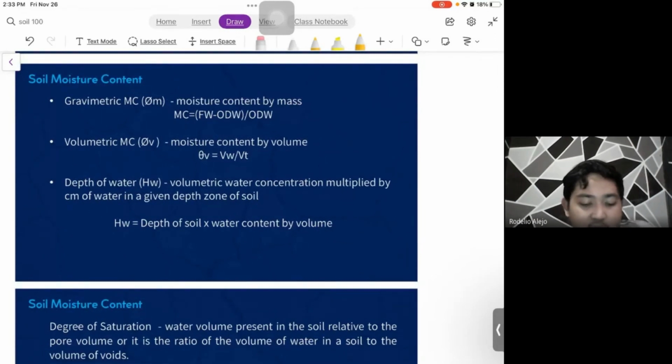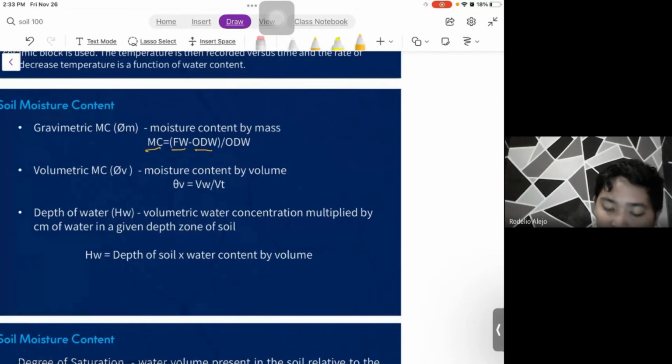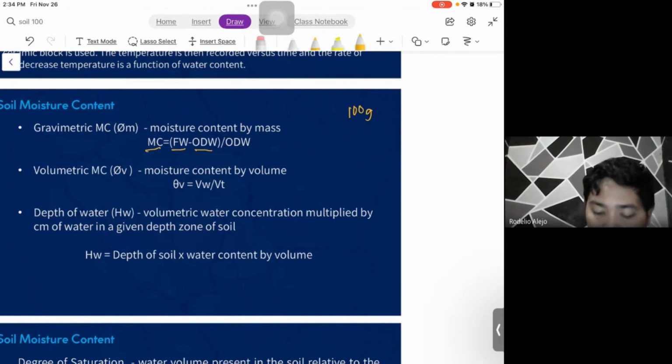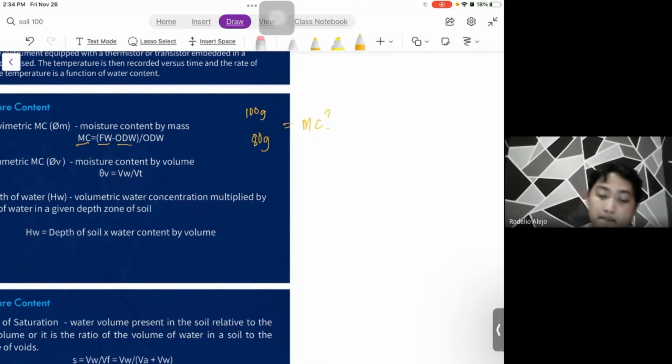So gravimetric method, so moisture content by mass. Moisture content is the MC, then the FW means the fresh weight, then the ODW is the oven dry weight. Okay? For example, you have 100 grams soil, fresh weight. Kumuha ka ng 100 grams sa lupa nyo, then inilagay mo sa oven. After ng 24 hours na pag-oven, nalaman mo na 80 grams na lang yung soil mo. So, ilan ngayon yung moisture content mo? So, anyone who can answer this? I can also give 5 points para sa exam. So si John Kenneth, 20% moisture. So let's use the formula.